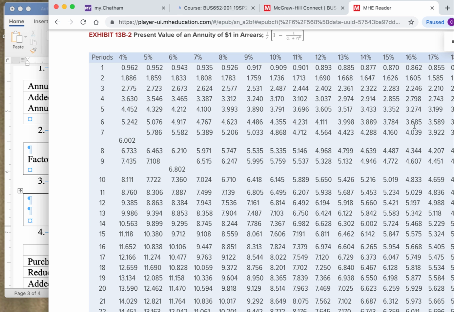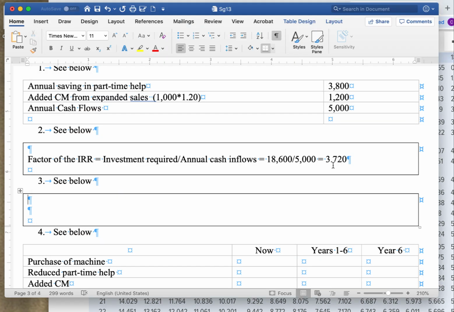Well, I don't have one, right? I have 3.685 and then I have 3.784. So what do we do? Well, the easiest thing to do is figure out which one's closer to our computed factor of 3.720. And the closest one is actually the 3.685, and it ends up being 16%. So our IRR is simply 16%.